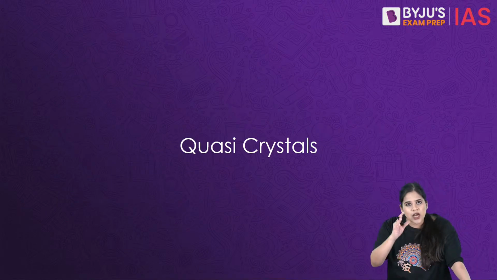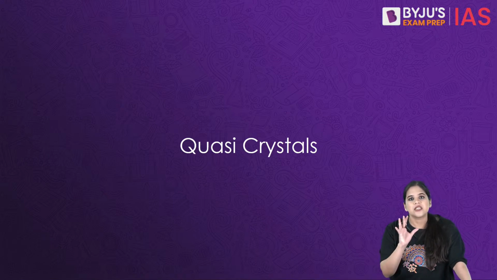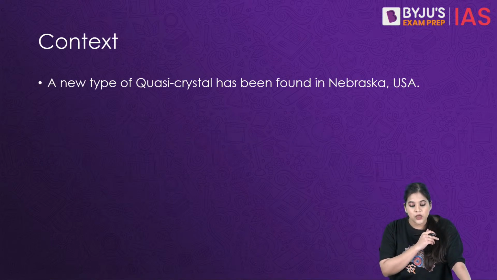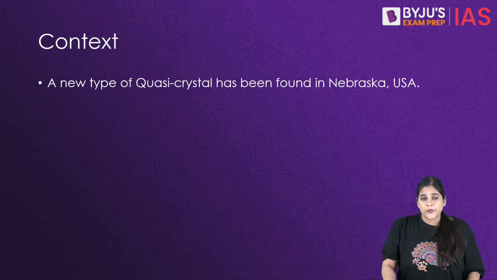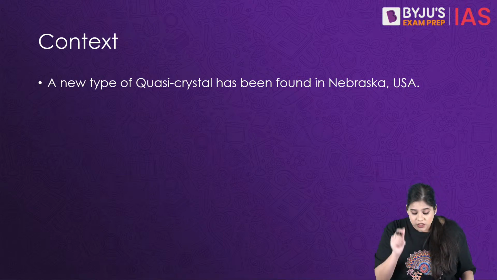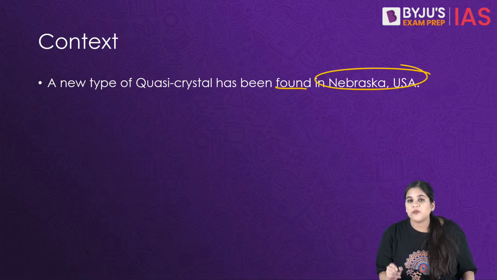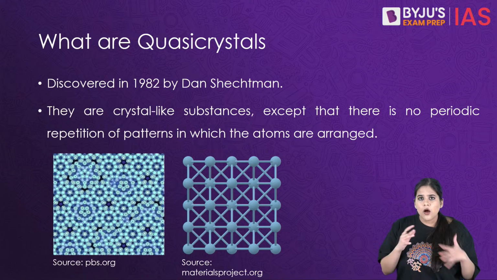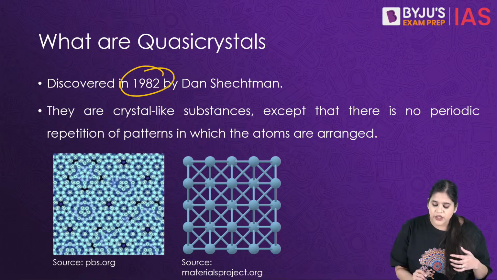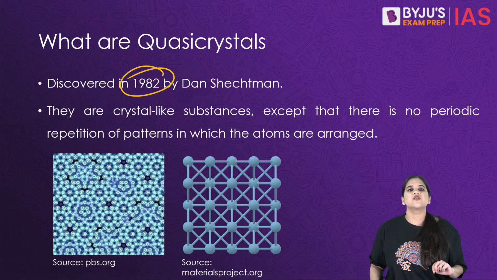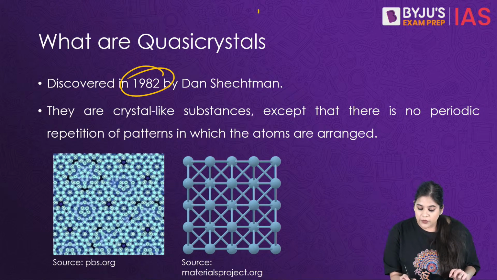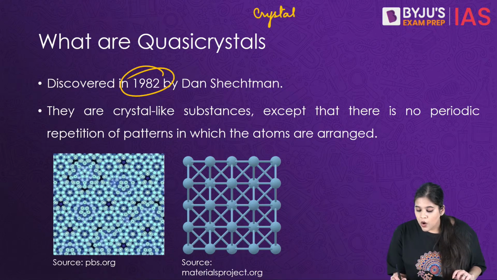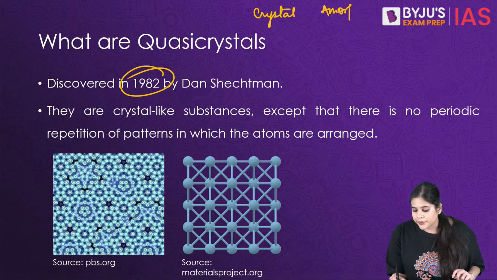Now we move to the last topic for the day, that is quasicrystals. The context here is that a new type of quasicrystal has been found in the state of Nebraska in the United States of America. Up until 1982, there were only 2 types of materials that were known: either a crystal or an amorphous solid.